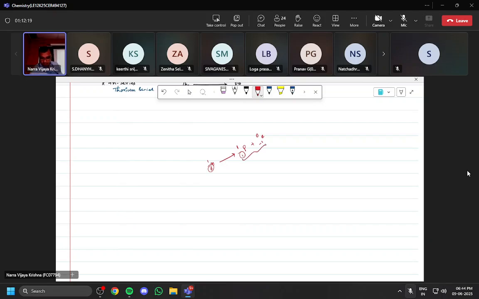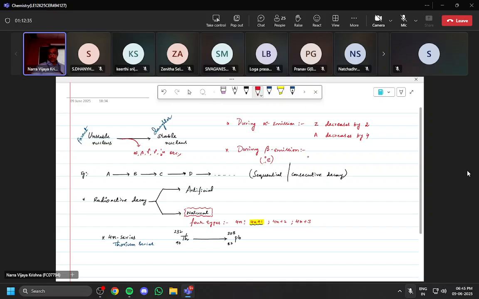Observe this: the sum of 1 and minus 1 is 0, and 1 plus 0 is 1, for the mass number and atomic number. So during beta emission, the atomic number increases by 1 and the mass number remains the same. So during beta emission, Z increases by 1 unit and A remains the same. Clear?